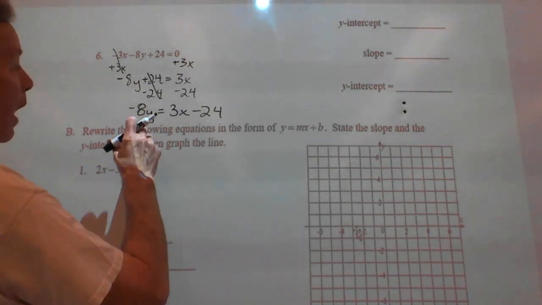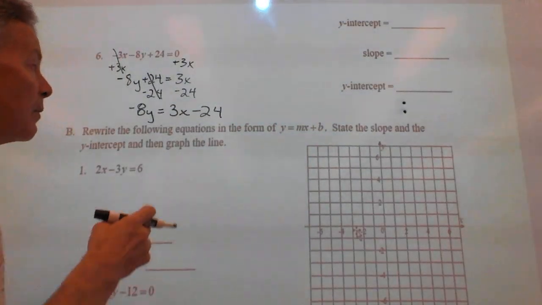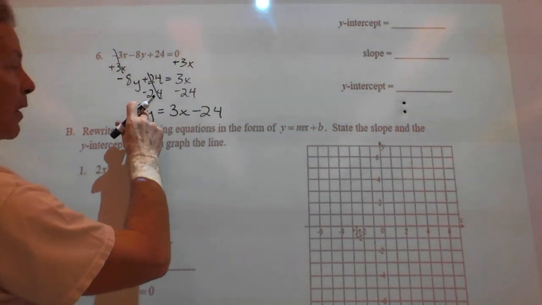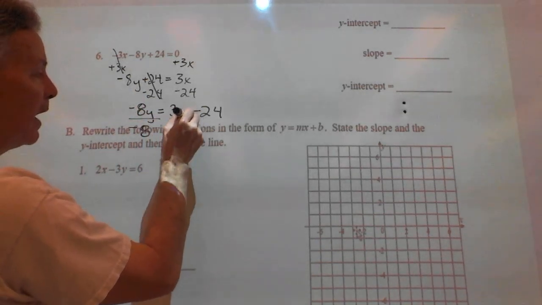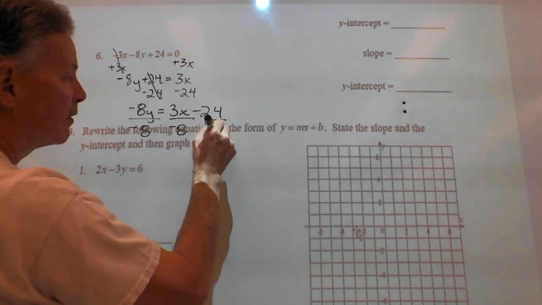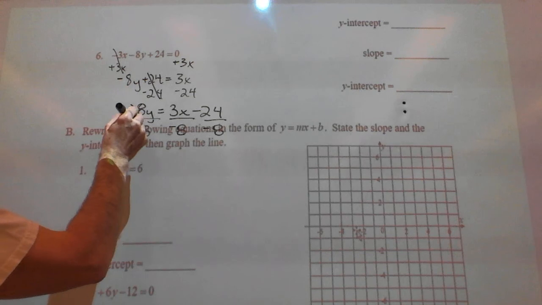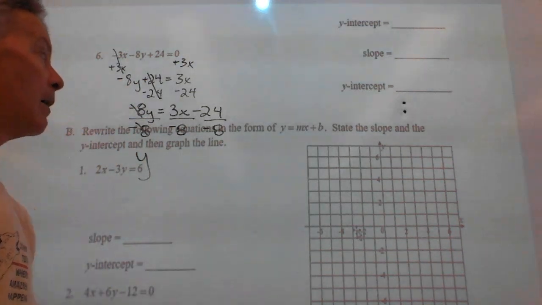Okay? The only thing left to get rid of is that negative 8. And since it's multiplied by y, to get rid of it, we must do the opposite. We must divide everything by negative 8. Well, here, negative 8 divided by negative 8 is positive 1. That leaves us with y.